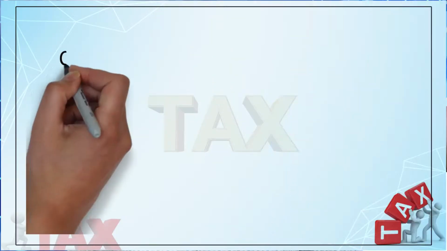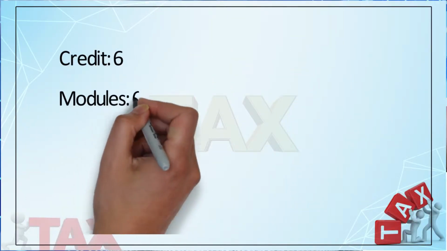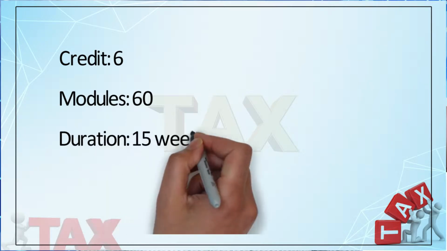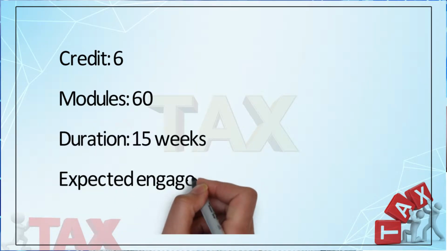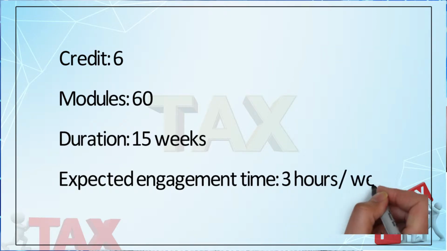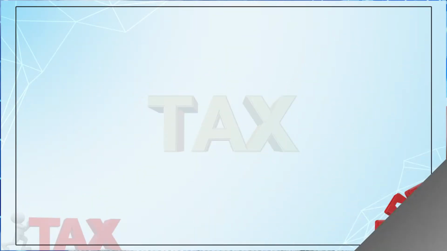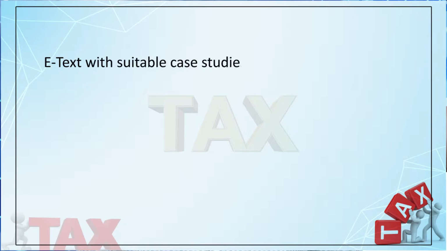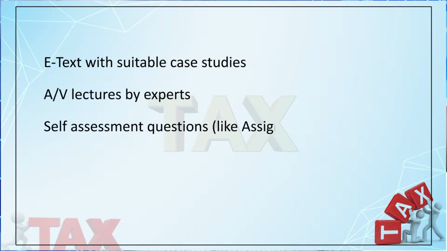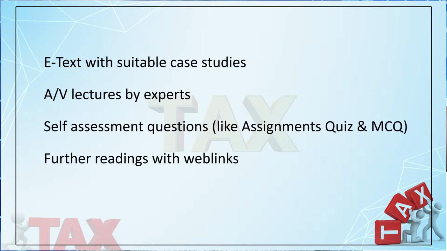The present course is a 6 credit course. This 6 credit course is divided into 60 modules and distributed over 15 weeks. And if you engage 3 hours per week, you can easily complete this course. This course is developed in the 4-quadrant approach. The course is supported by e-text with suitable case studies, the AV lectures by experts, self-assessment questions like assignments, quiz, and MCQ, and further readings with web links will also be provided for advancement of knowledge in the domain.